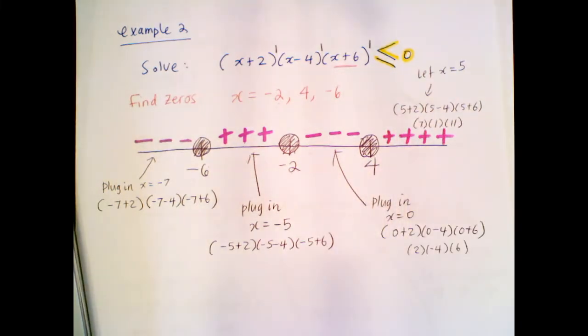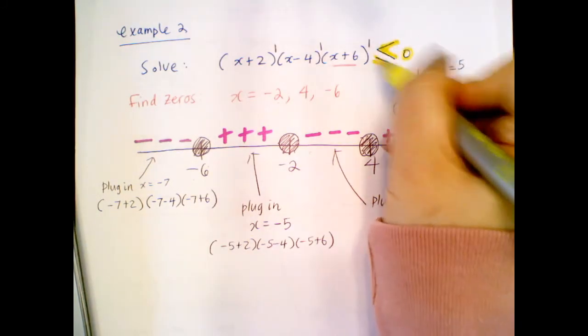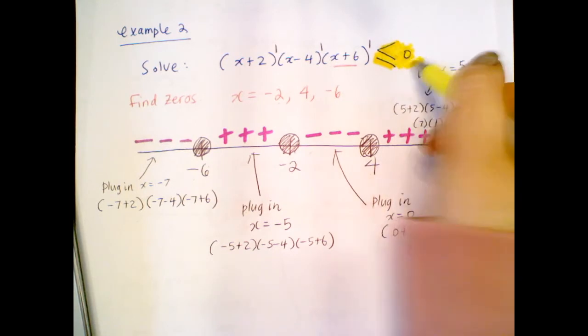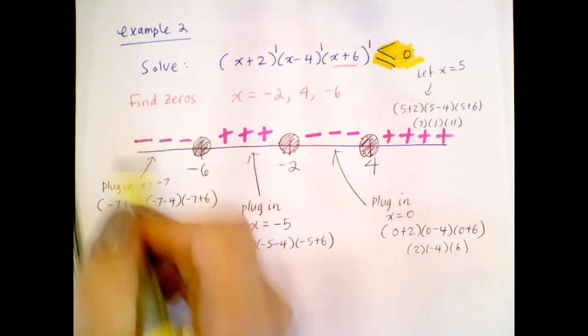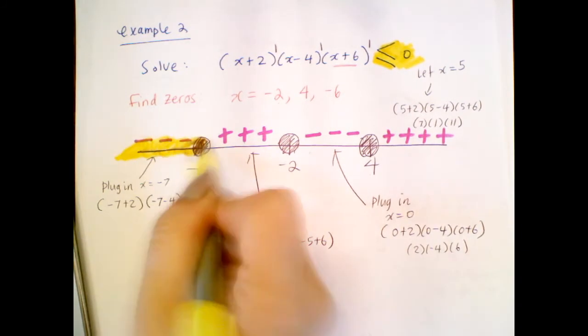Okay, so let's write the answer region. I use my highlighter to highlight. I'm looking for things that are smaller than or equal to 0. Take a look. We're looking for areas that are smaller than or equal to 0. So I want all the negatives. So here's my first answer region. That one.